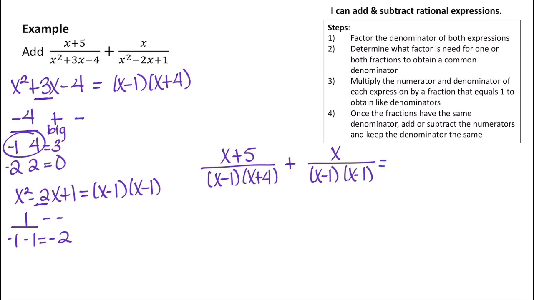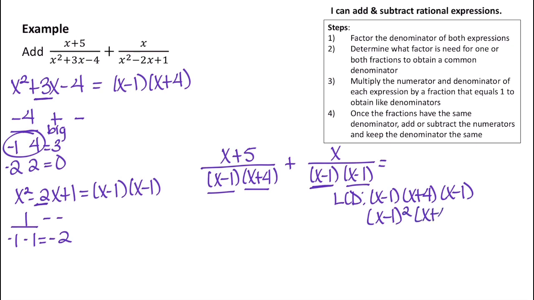So let's look at this and figure out what the least common denominator is. We're going to take all the factors and make sure we don't write any repeated factor twice. So we have x minus 1, so I'm going to write that. And then we have x plus 4. And then when we go to the next denominator, we already have x minus 1 written, so we're not going to write it again. But then we have another x minus 1, so we're going to have to include that. So we have x minus 1. So this least common denominator is going to be x minus 1 squared times x plus 4.